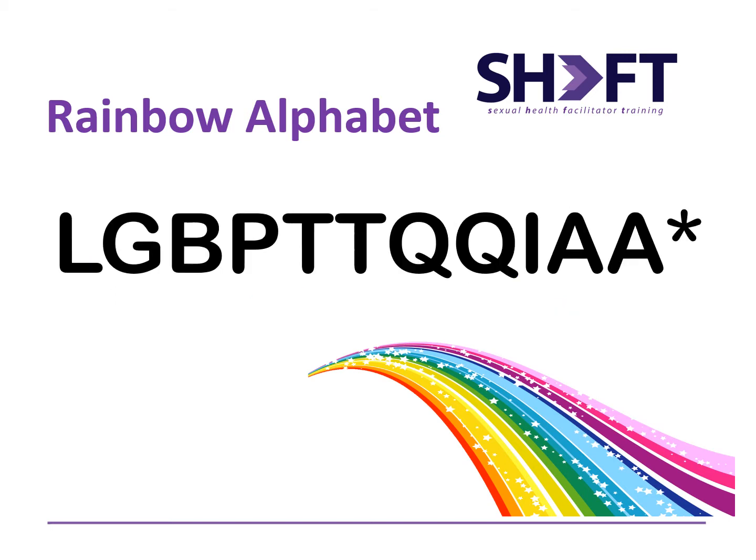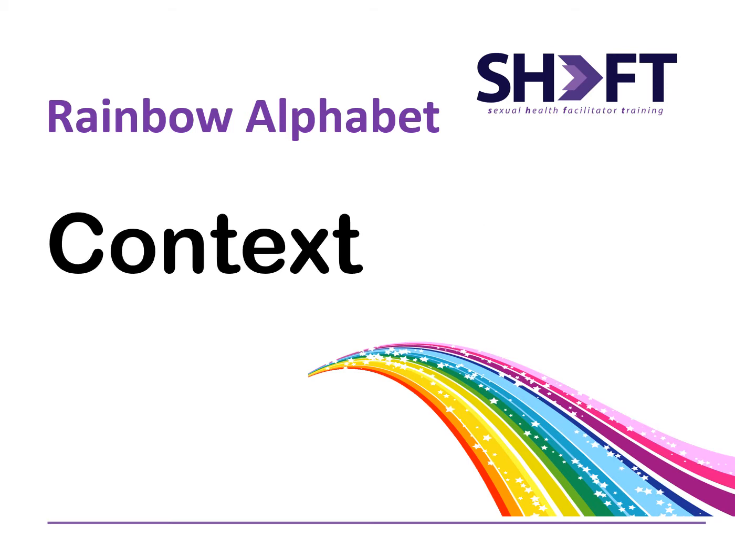The letters that we have chosen today start the words lesbian, gay, bisexual, pansexual, transgender, two-spirit, queer, questioning, intersex, asexual, ally, and asterisk. Before we start the definitions, we will begin with some terminology that should help create context.